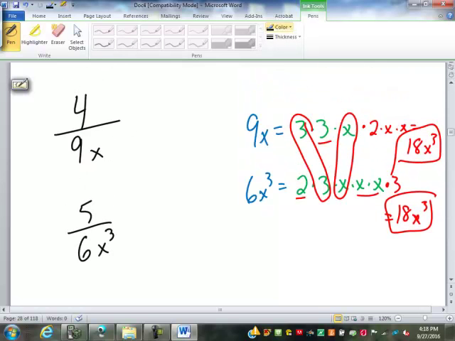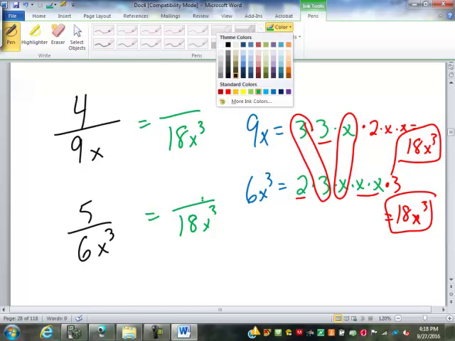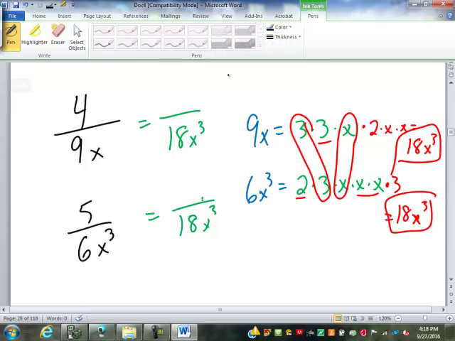Next step. Fill in the numerators for each of those new fractions then, now that we found the common denominators. I'll pause it for a minute.